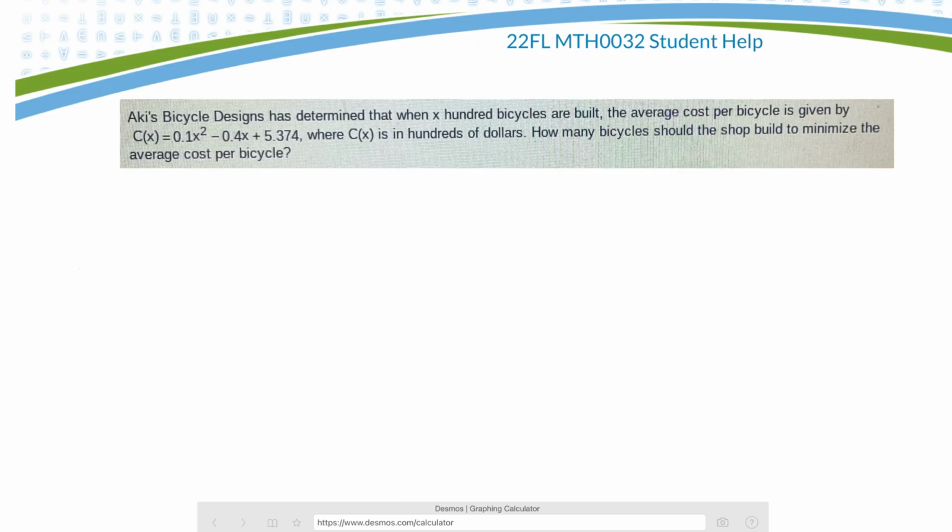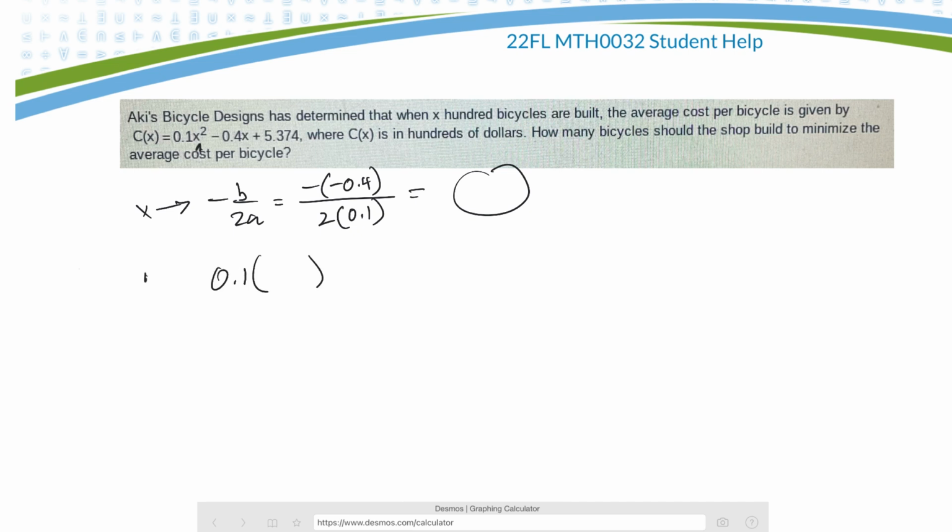The next question, same thing. You'd figure out the x-coordinate of the vertex, so it's minus b over 2a, where minus b would be a negative 0.4 over 2 times a, which is 0.1. Figure out what that is, and then plug that in everywhere you see an x. So 0.1 times that number squared, minus 0.4 times that number, plus 5.374.